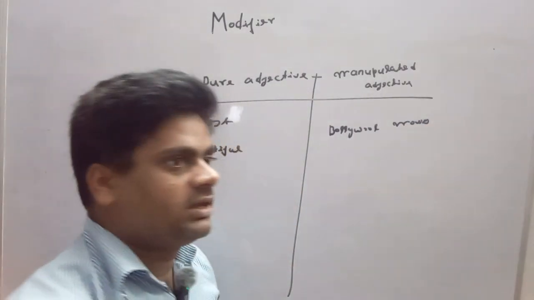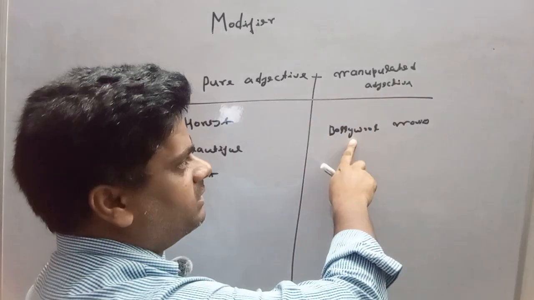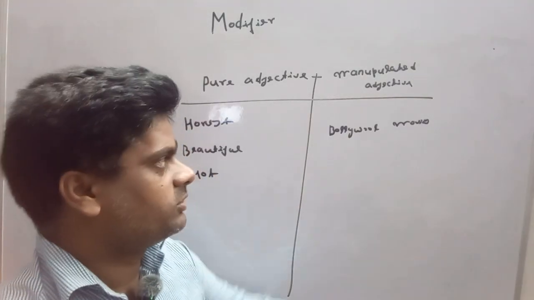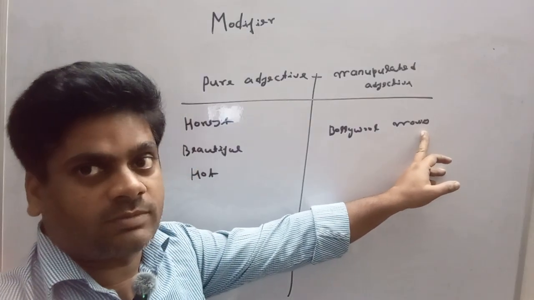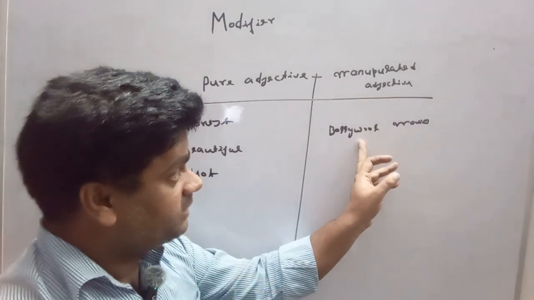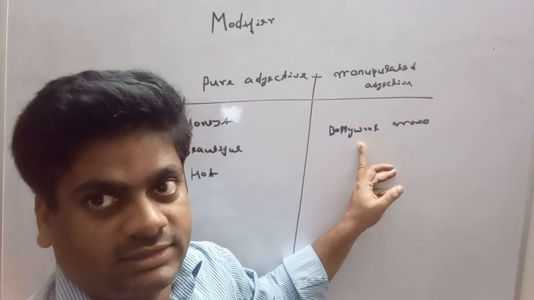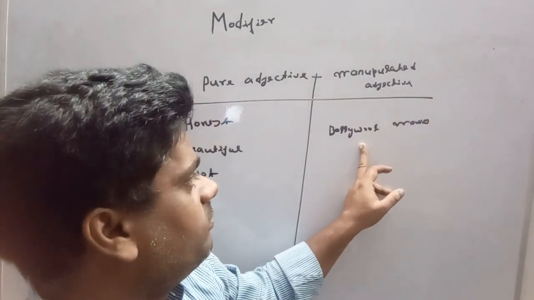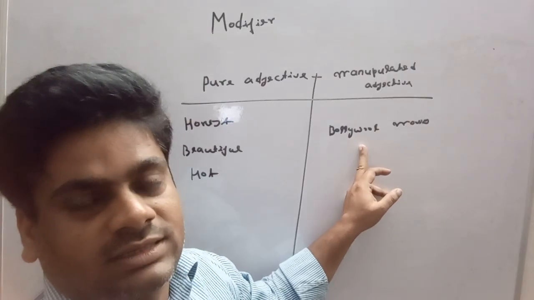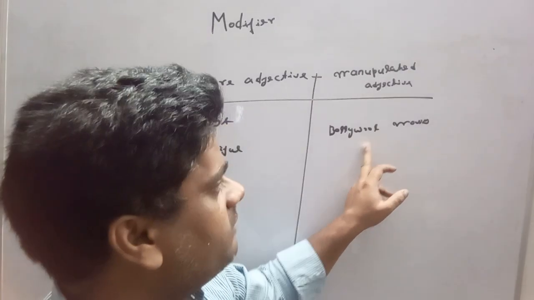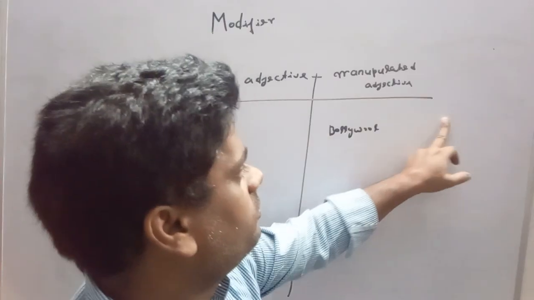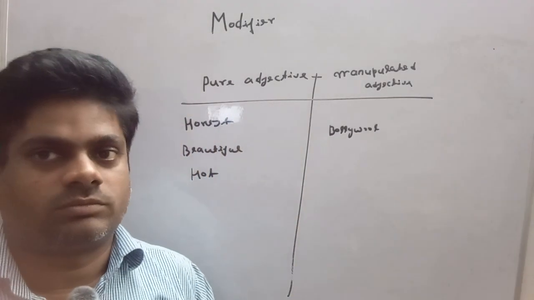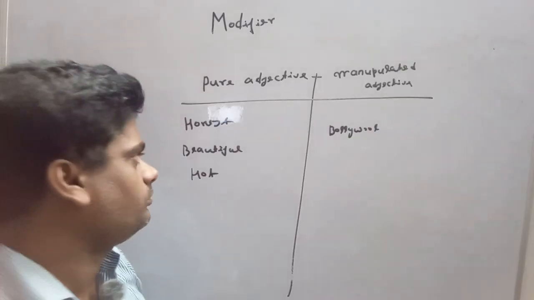Bollywood movies. Here Bollywood is working as an adjective because it is giving extra information about the movie. Which type of movie? Bollywood movie. So this is working as an adjective, but it is a manipulated adjective. In the lack of this noun, this Bollywood has no existence as an adjective in the sentence. If I remove this noun, now it is not an adjective, it is only a noun.